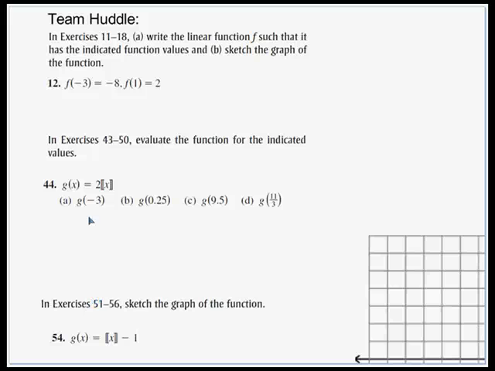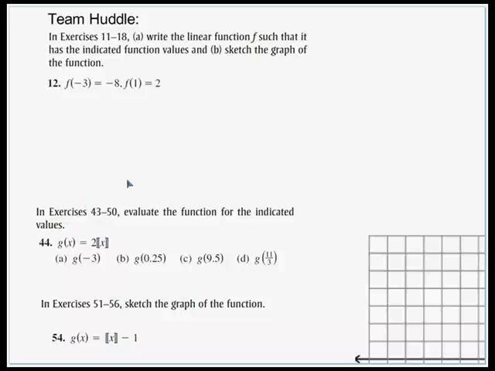All right, 12. We want to write the linear equation and sketch the graph. So first we pull out our points. F of -3 is -8. So one point is -3, -8. F of 1 equals 2. That means 1, 2 is another one of our points. So let's find the slope.